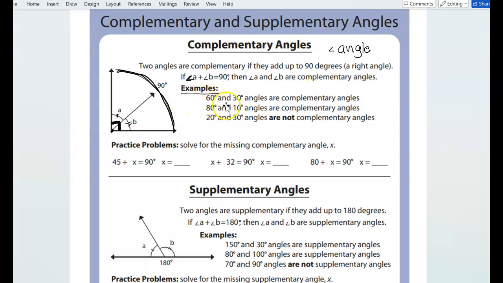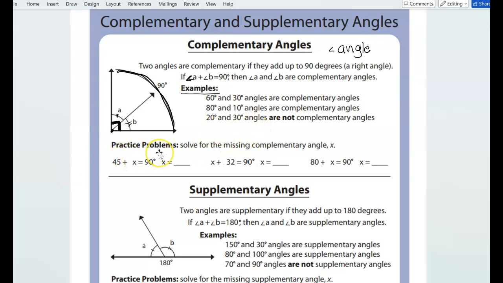Examples: 60 degrees and 30-degree angles are complementary angles, aren't they? Because 60 plus 30 equals 90. 80-degree and 10-degree angles are complementary angles. Why? Because 80 degrees plus 10 degrees gives us 90. 20-degree and 30-degree angles are not complementary angles. 20 degrees plus 30 degrees would only give us 50 degrees.